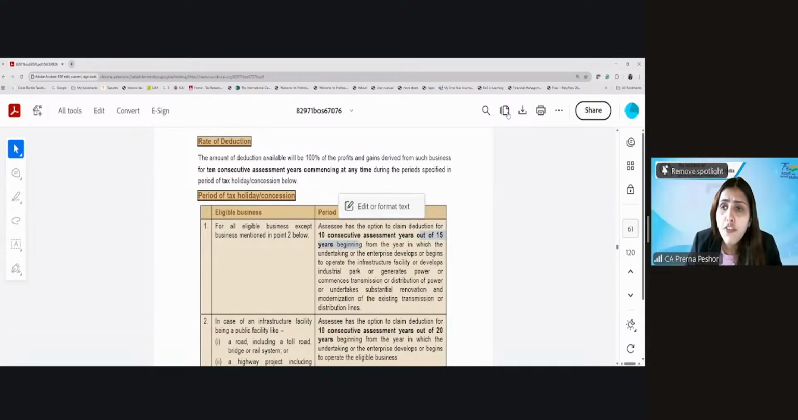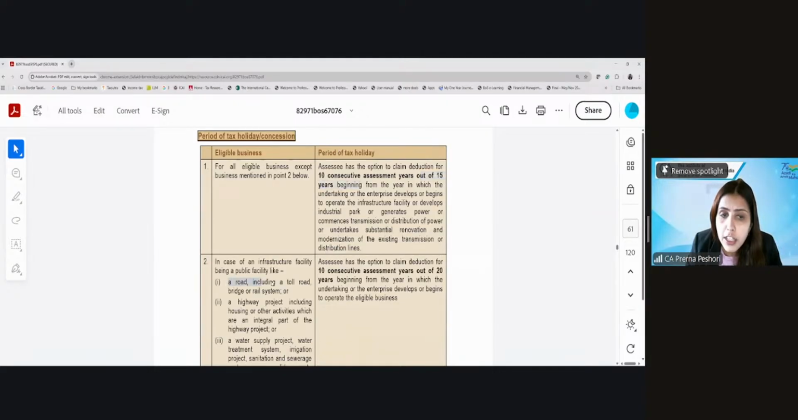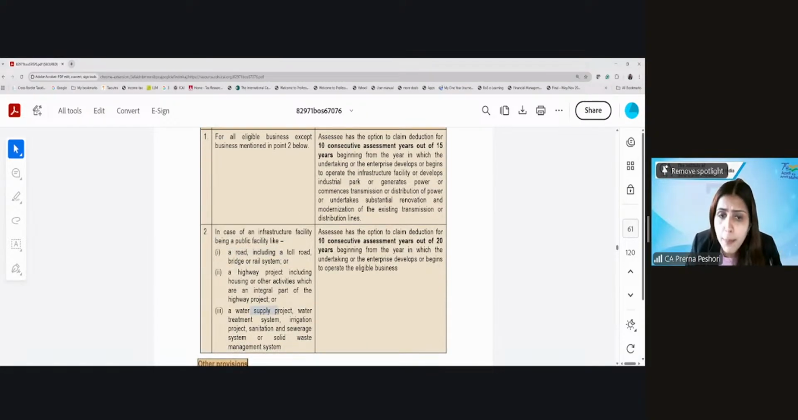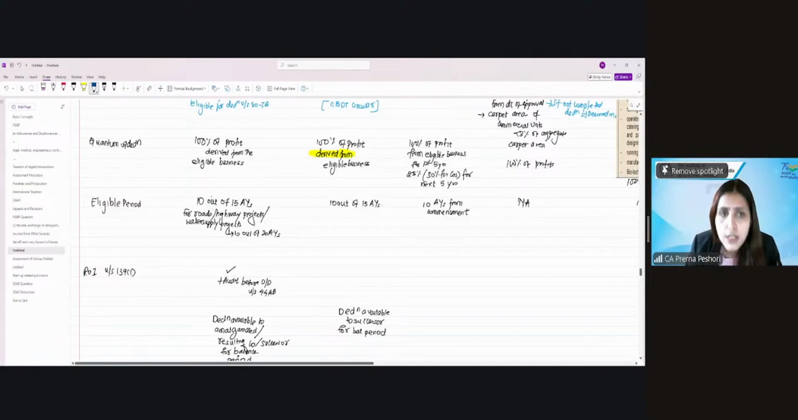And in case of the businesses which are in the nature of developing the infrastructure facility, which is basically a public facility like road, bridges, highway project, water supply project, irrigation project, there you can claim out of 10 years out of the 20 years. 10 years out of the 20 years. Are we clear? So if you look at it, here I have put it, eligible period is 10 out of 15 AYs. For road, highway project, water supply project, it is 10 AYs out of 20 AYs. Are we clear up till now? Any questions, any doubt?